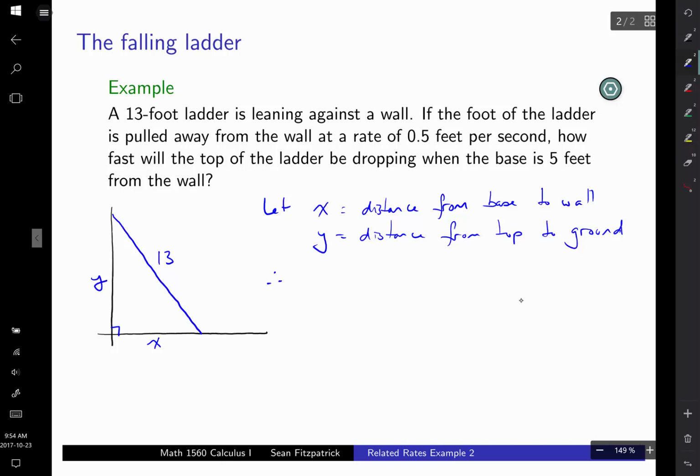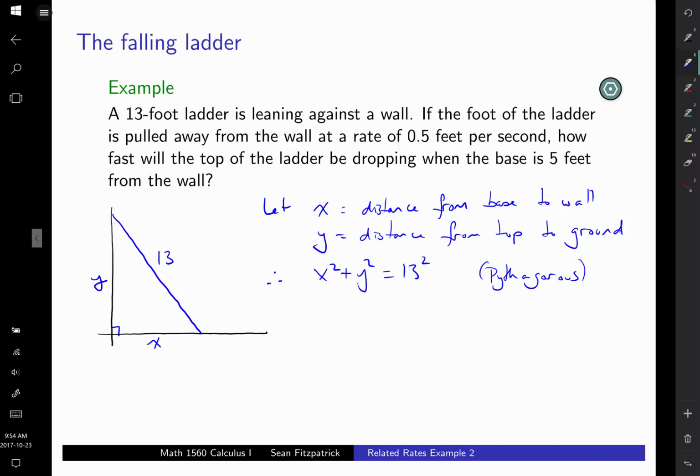We've got all three sides labeled, so the Pythagorean theorem gives me x squared plus y squared equals 13 squared. So we can think of that as being due to Pythagoras. Okay, and now we take the derivative of both sides with respect to t. So how does that work?